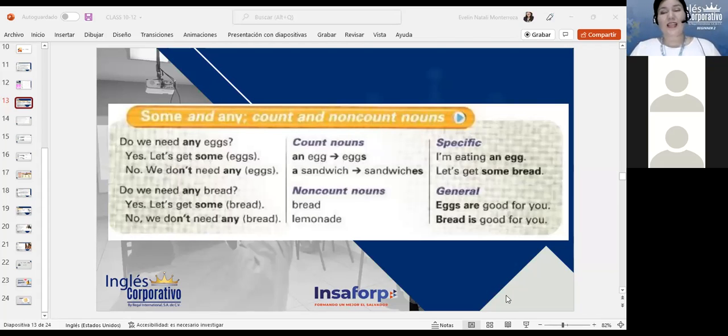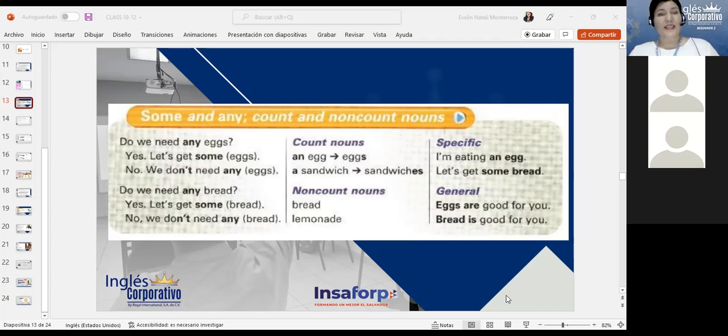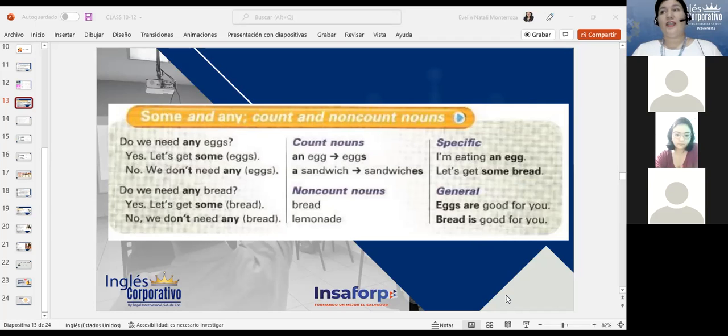Okay, so this is what we were studying yesterday, right? We were studying sentences with some and any. And we were specifying that some is for affirmative sentences and any is for negatives and questions. In this case, we have some examples of the sentences that we had in the conversation. Do we need any eggs? Yes, let's get some. In this case, it's an affirmative sentence and we use some. The next one: no, we don't need any. It is a negative form, right? The next one: do we need any bread? Yes, let's get some bread. It's affirmative. No, we don't need any.